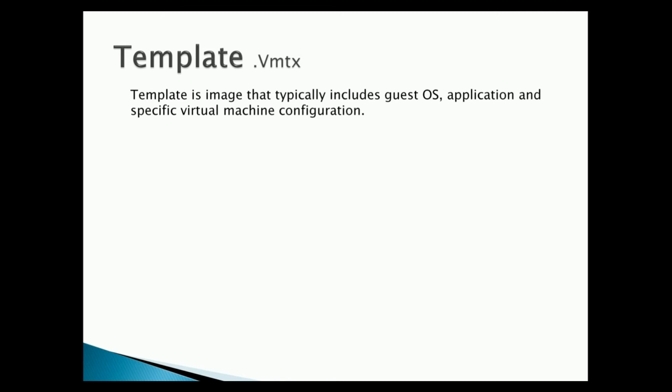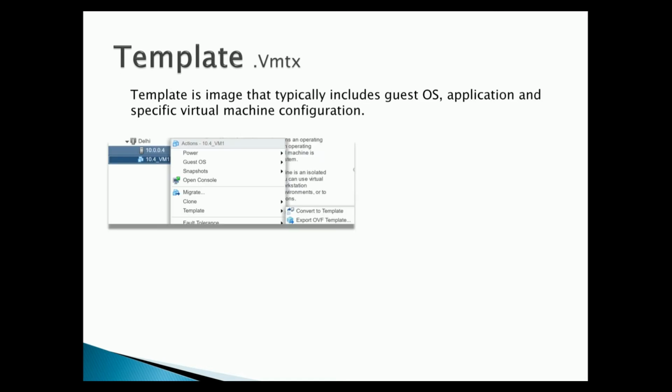What is a template? A template is an image that typically includes the guest operating system, applications and specific virtual machine configuration. You can convert your virtual machine into a template by right clicking on the virtual machine and going to template, where you'll have two options: convert to template or export OVF template. If you convert to template, your virtual machine will be converted into a template, that means a .vmtx file, and you can deploy more virtual machines with the help of the template. Suppose in your organization you have to configure 20 VMs with the same application installed. We can create one virtual machine, configure the application on it, convert that virtual machine into a template and deploy the other 19 VMs with the help of this template.